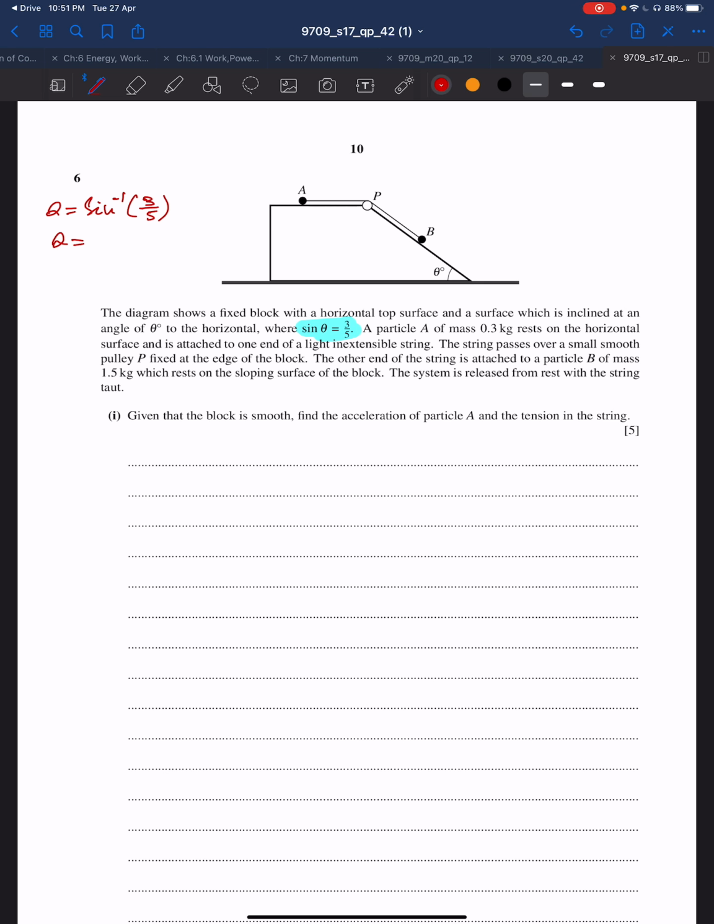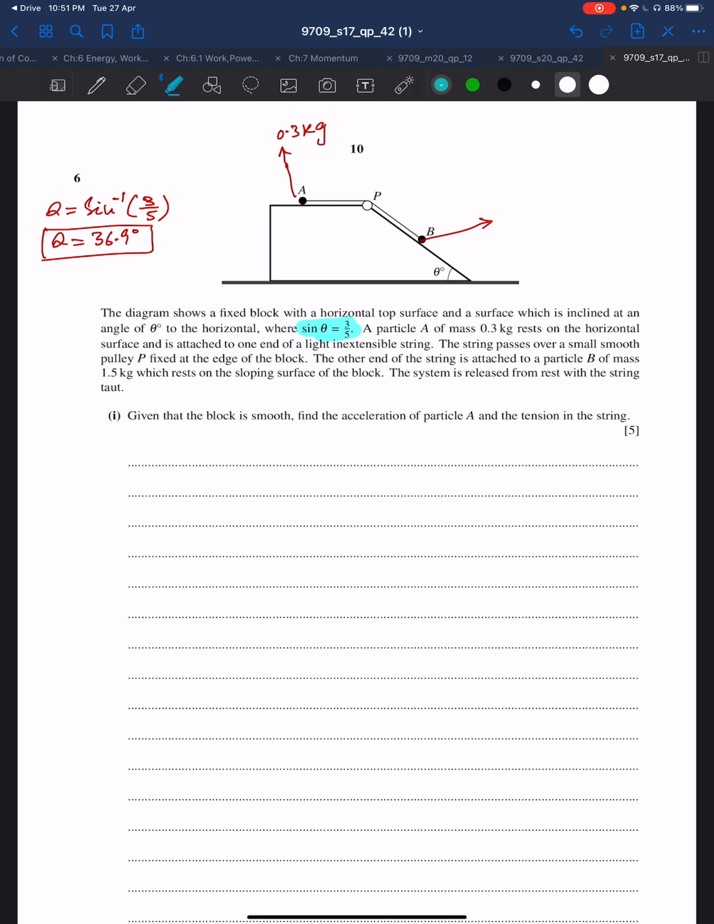Let me find out. This will become 36.9 degrees. So this is 36.9 degrees. A particle A of mass 0.3 kg, so this is 0.3 kg.